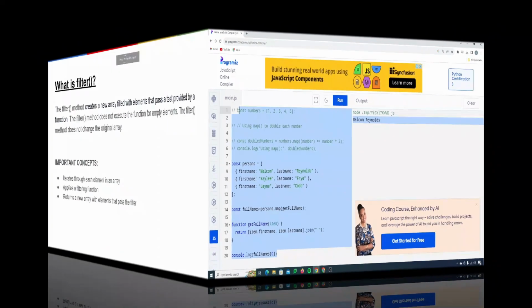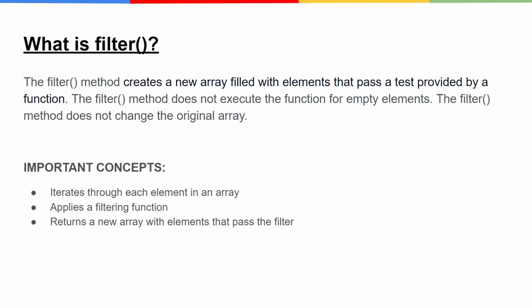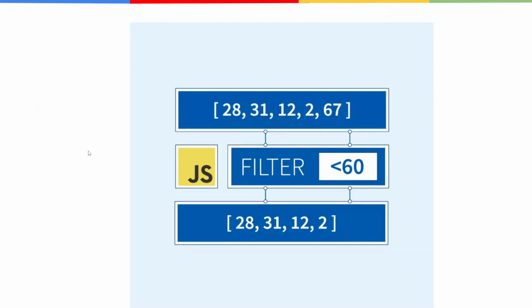Now let's talk about filter. The filter method creates a new array filled with elements that pass a test provided by a function. The filter method does not execute the function for empty elements, and it does not change the original array. What it does is iterate through each element in the array and apply a filtering function. Suppose this is our filter: we need all the numbers that are less than 60.